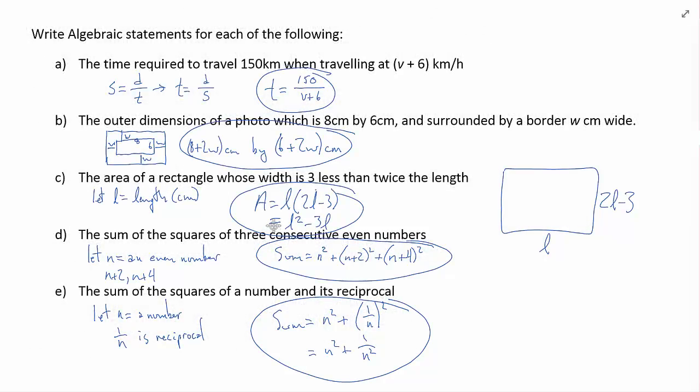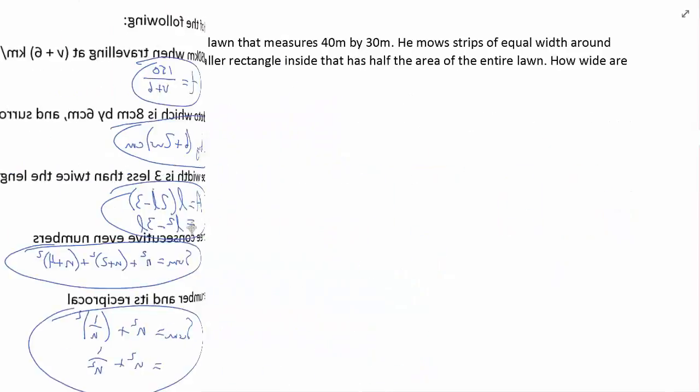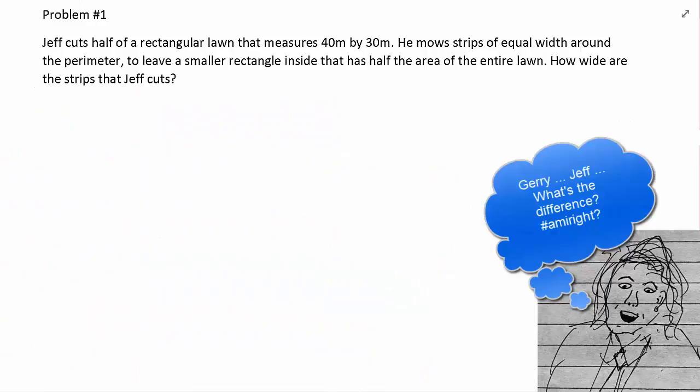With that out of the way, let's do an entire problem now. Jerry cuts half of a rectangular lawn that measures 40 by 30. He mows strips of equal width around the perimeter to leave a smaller rectangle inside that has half the area of the entire lawn. How wide are the strips that Jerry cuts?